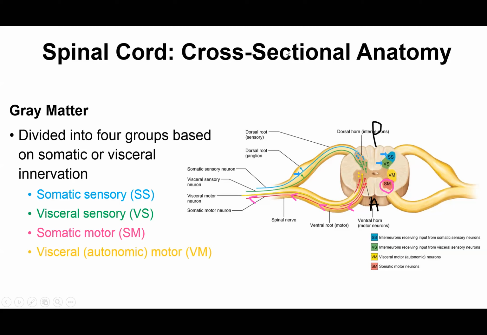And then finally, we have the visceral motor or the autonomic neurons. And just like the motor neurons, the autonomic neurons are also going to be, since they're a motor signal, sending information out to the body, okay, from the central nervous system out to the body.